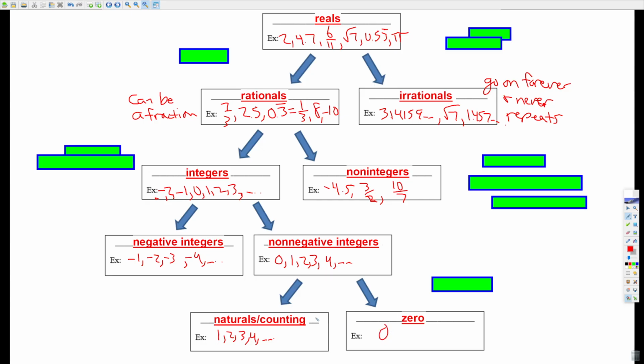So it is a category on its own, naturals and counting numbers, because when you say that, you're not including the number 0. Non-negatives, you are including 0.